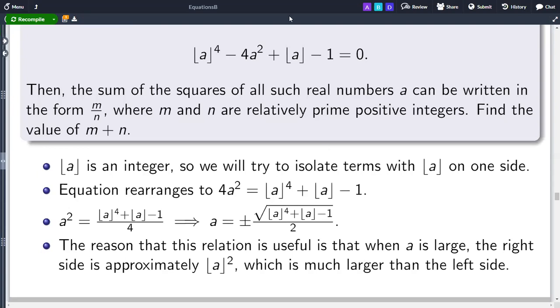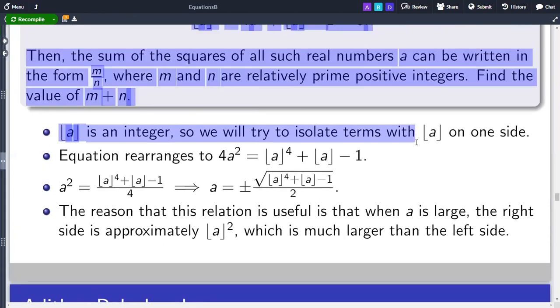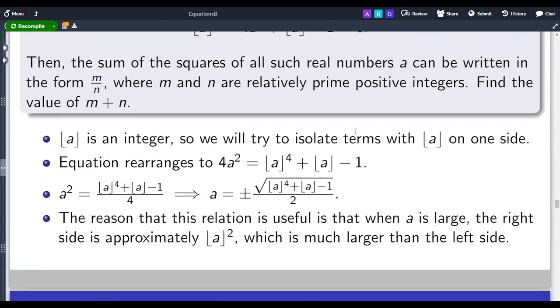So yeah, the right side is a lot bigger than the left, because when floor of A is large, the right side is basically floor of A squared, since we have floor of A to the 4th inside the square root. So floor of A squared is going to be much bigger than A, and that's not going to work. Based on this, we have an intuitive reason for why floor of A is probably going to be pretty small when we're looking for solutions.